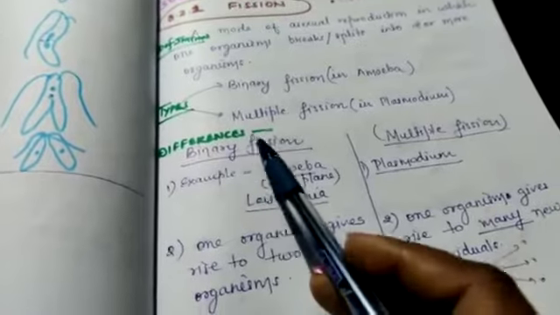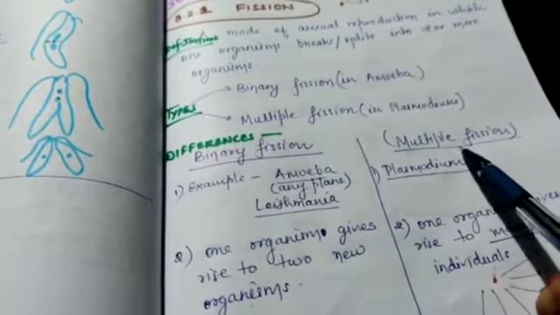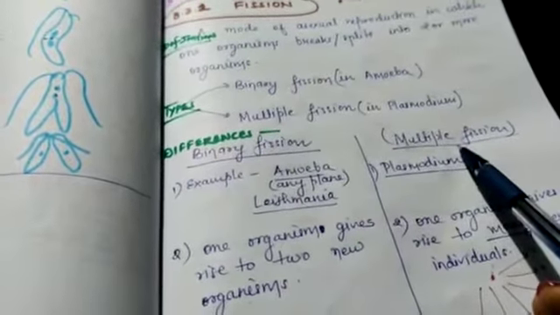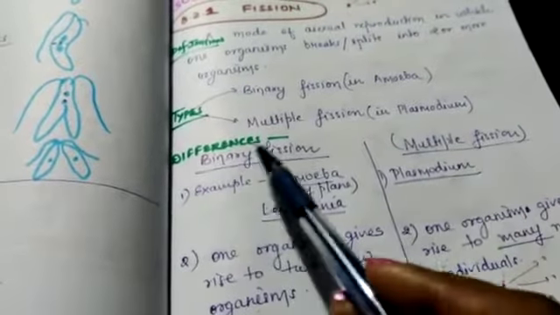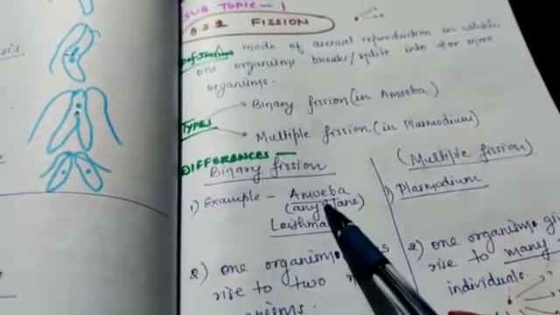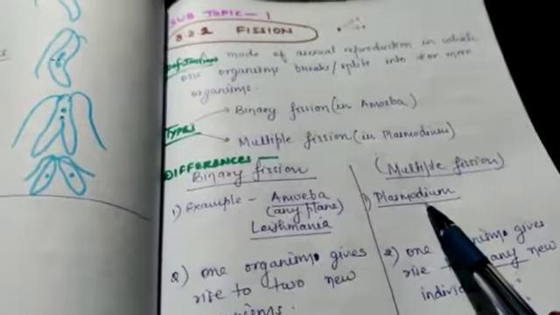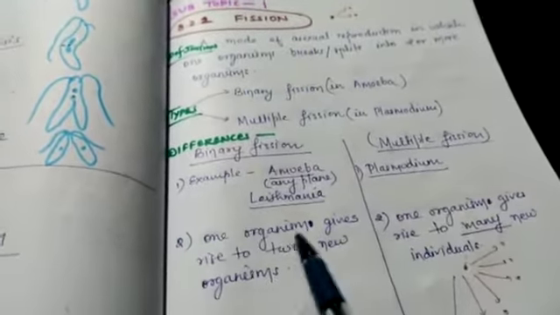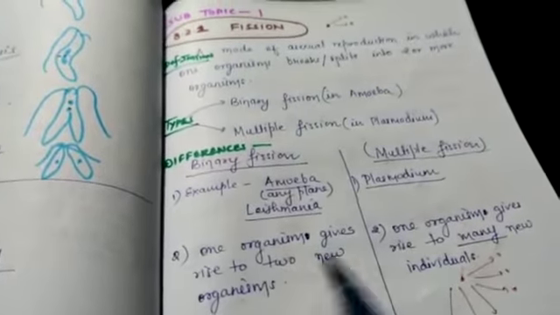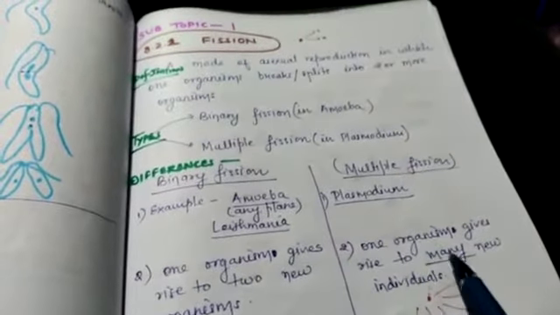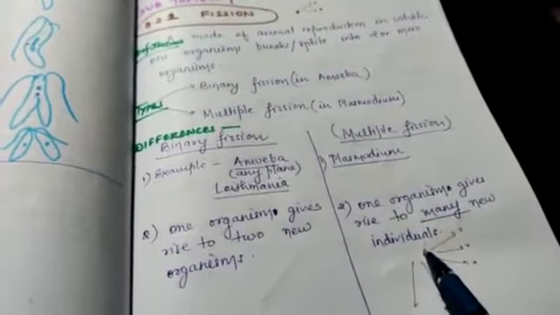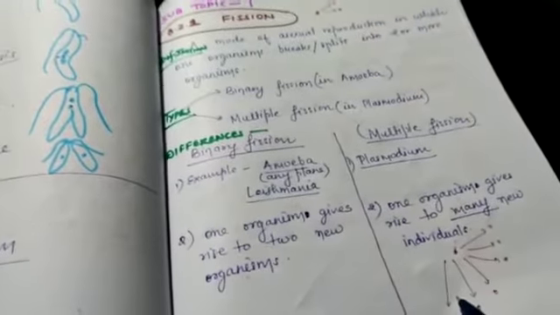So here binary fission and multiple fission, this is important from your examination point of view. So binary fission means we are taking here example amoeba and in the other case we have example plasmodium. Here one organism gives rise to two new organisms and here one organism gives rise to many new individuals. From one we are getting many, right?